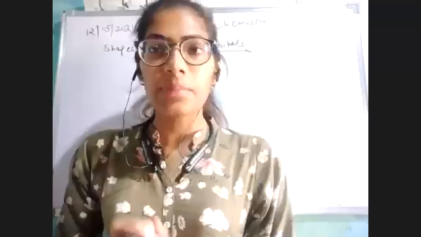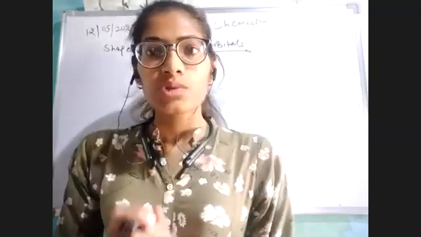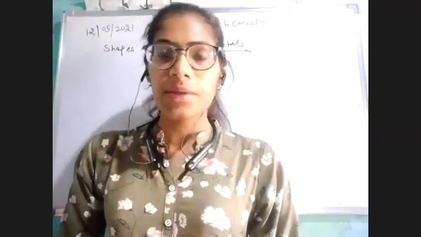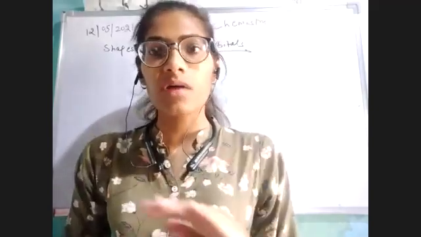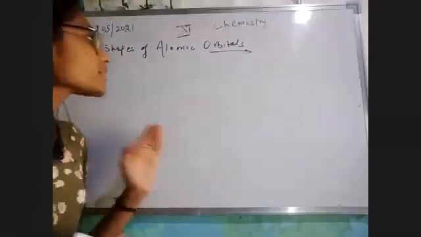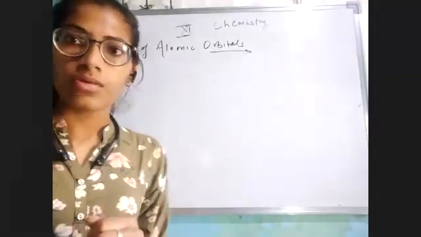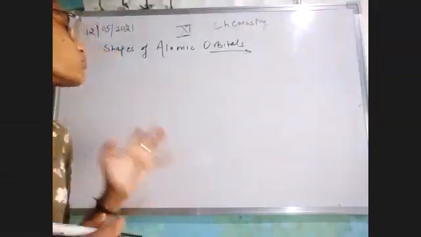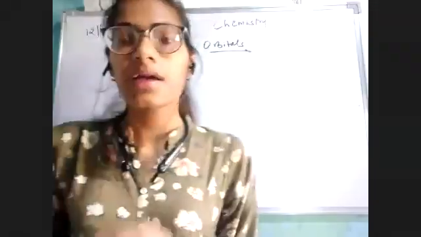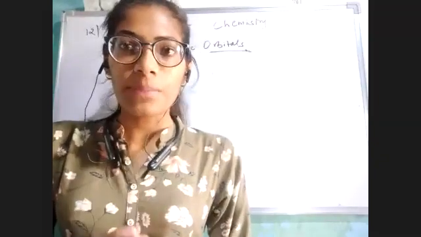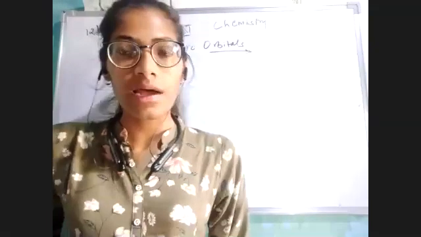We have studied in our previous classes. Okay, so let's start with what we have studied in our previous class and why we are going to read the topic, the shapes of atomic orbitals. Okay, so let's start. How do we need to study this particular topic? But before going to this topic, see what we have studied in our previous classes.